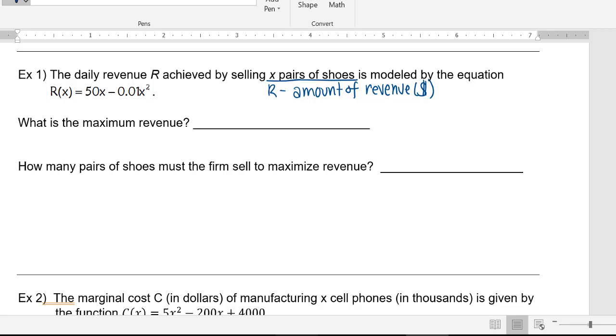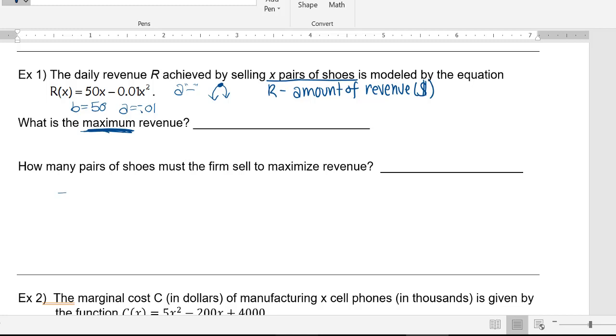When I'm looking at this function, I see that this isn't necessarily in standard form. The a value is this negative 0.01, and my b value is this positive 50. No c value is listed, so my c is 0. Because my a value is negative, that makes it a frowny face, which means I'm going to have a maximum value. So to figure out the maximum revenue here, I'm going to find my axis of symmetry, plug that in to find my y value, and that will be the maximum revenue.